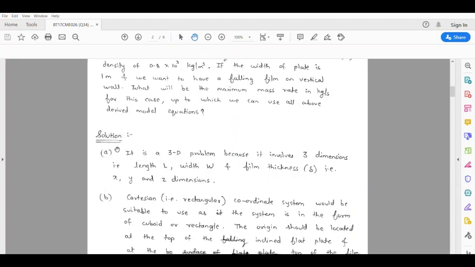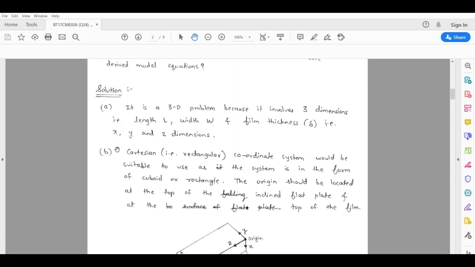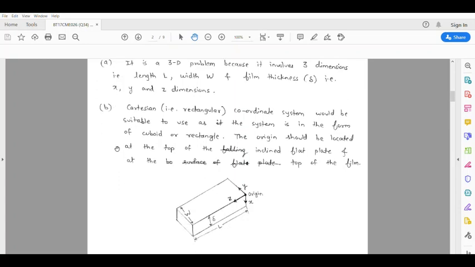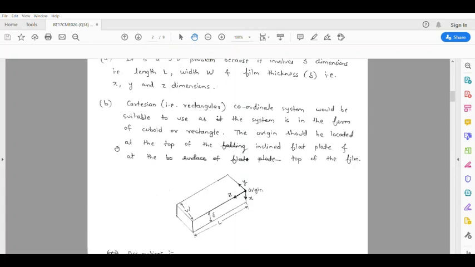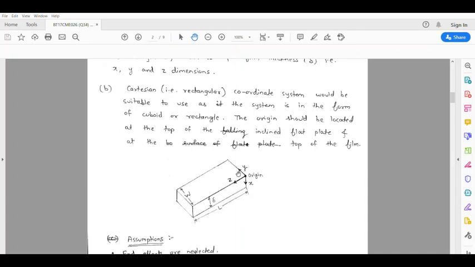We have seen that the flow of a liquid over a flat bed has 3 dimensions, that is length L, width W, and thickness of liquid film, that is del. So it can be considered as a 3D problem. Now, as the flow over the flat plate is in the form of a rectangle, we have used the Cartesian coordinate system to solve the problem. As shown in the figure, the origin is taken at the top right corner of the film.